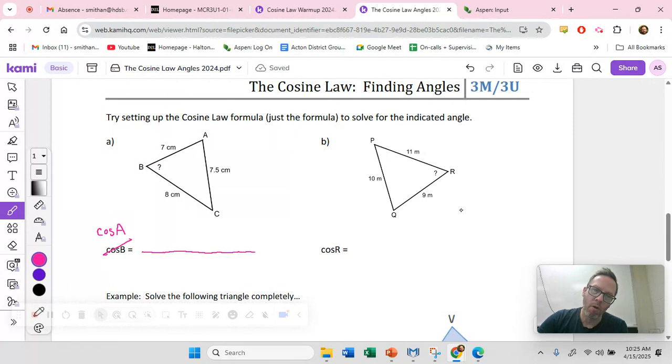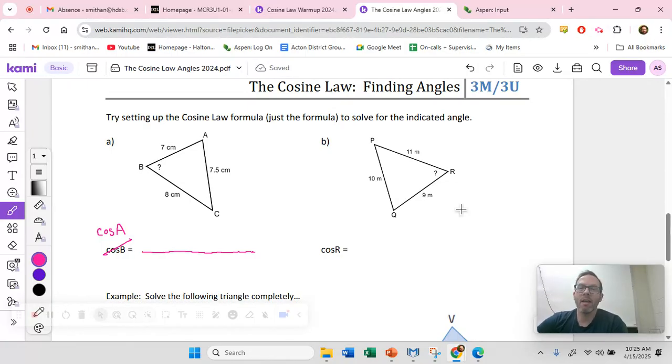Does any brave soul want to volunteer setting up the cosine law here for the cosine of A? So if I was Miss Warner, I'd pick on somebody and just make them do it. But I'm not Miss Warner. Don't do that. No? You guys going to make me do it?